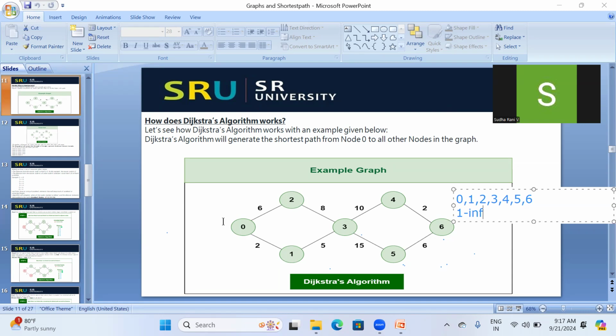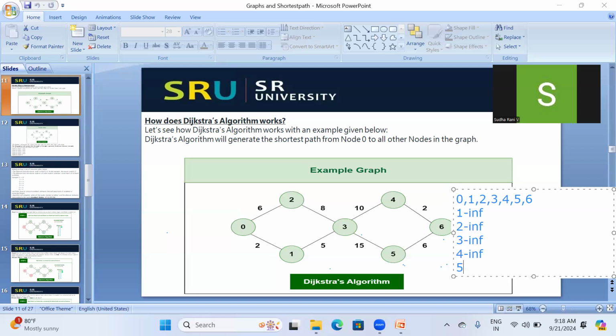So in the initial stage, I used to take every node distance as infinity. So 1 is infinity in the starting stage, 2 is infinity, 3 is also infinity. Whatever nodes we are having, we used to take all values as infinity at the starting stage. So see, total how many nodes we are having?